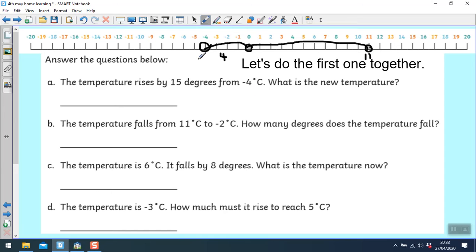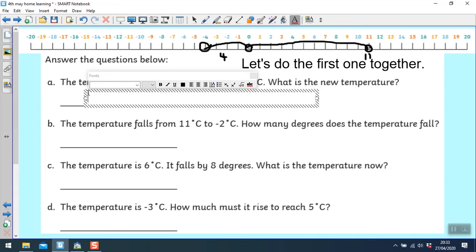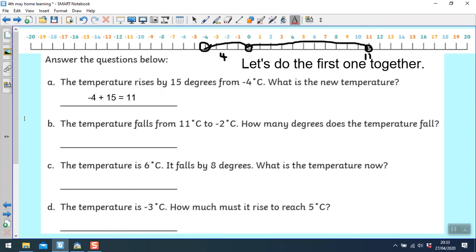So what is the new temperature? It was -4, it's risen 15 degrees, so you've added on 15 to that, and we now have 11. The new temperature is 11. If you were to write the calculation, you have done -4 add 15, and you've got 11. Now have a go at the other questions. Pause the video while you do this.